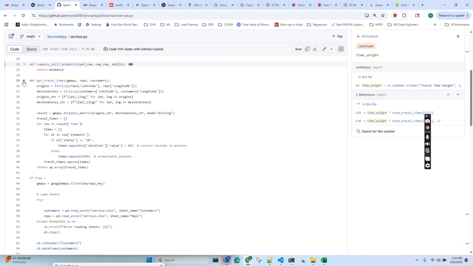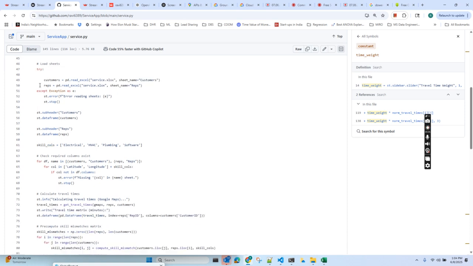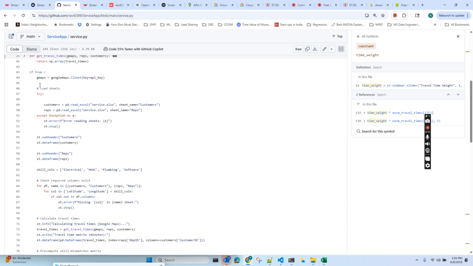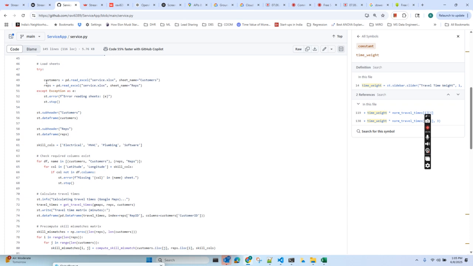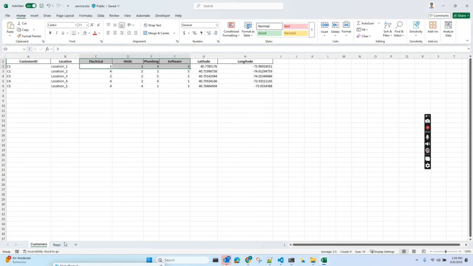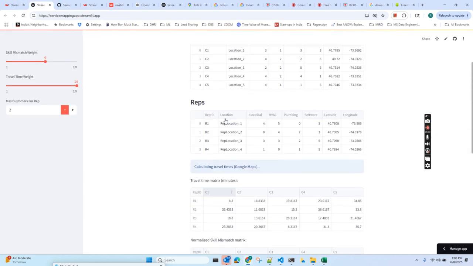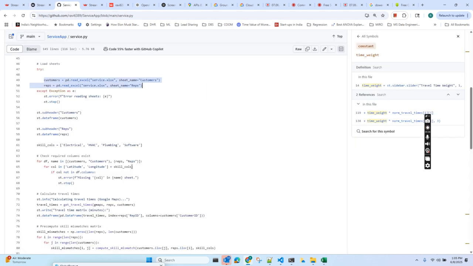All right, so for the time being, let's hide all these functions which we really don't require at the moment. We'll get to them once we reach that junction. Now we are initializing Google Maps and we are giving the key which we had given. And we are also reading from this Excel file, service.xls, which consists of customers and representatives in two tabs. So customers and reps, and this is nothing but the same two tables which I had shown to you earlier, customers and representatives.